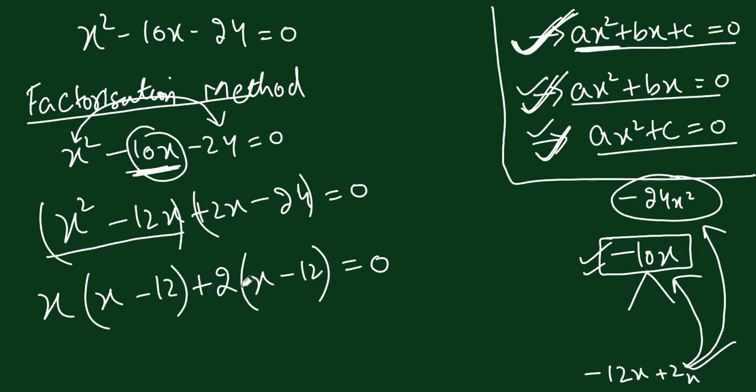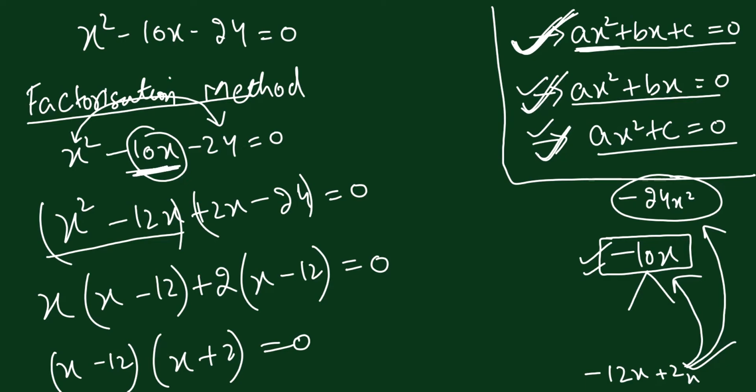So you can check it again. 2 into x gives 2x. 2 into minus 12 gives minus 24. And clearly you need to know one thing. These two brackets should be same. If these two brackets are not exactly same, there is something wrong in splitting the middle term values. Next, what to do? x minus 12 will come out as one bracket, and the remaining x plus 2 in one bracket is equal to 0.